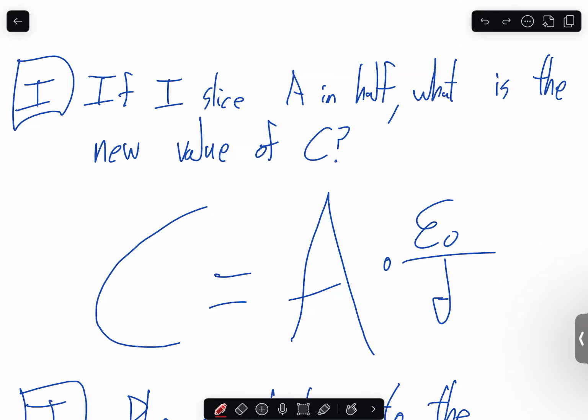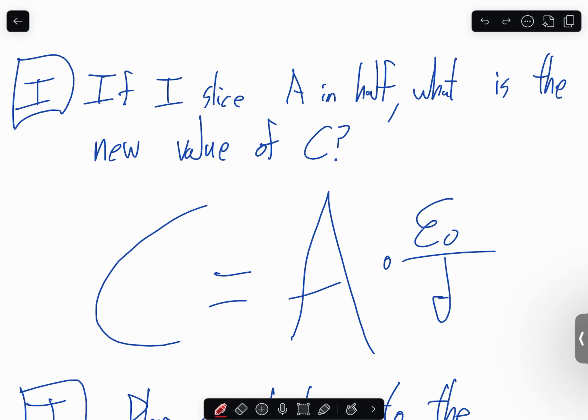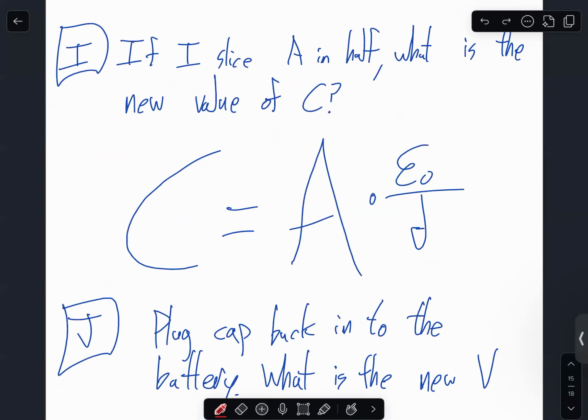I turn the knob so that it's now half the area. What would happen to the capacitance, the value of C? What is the new value of C? The old value of C was 360. If I slice A in half, stare at the formula and tell me the new value of capacitance. Don't use your calculator for this one, for realsies. Free yourself from the tyranny of the calculator.